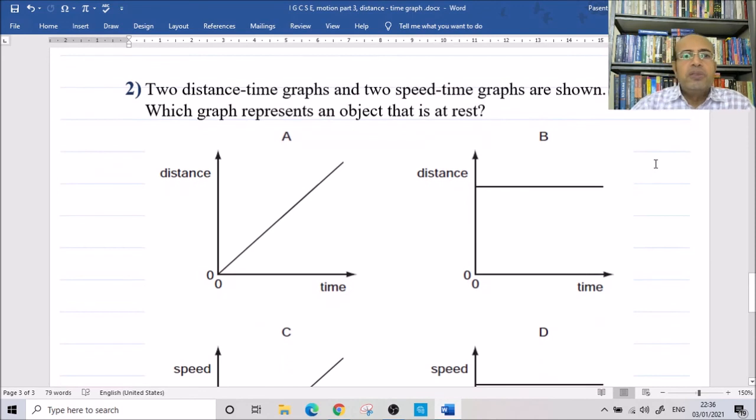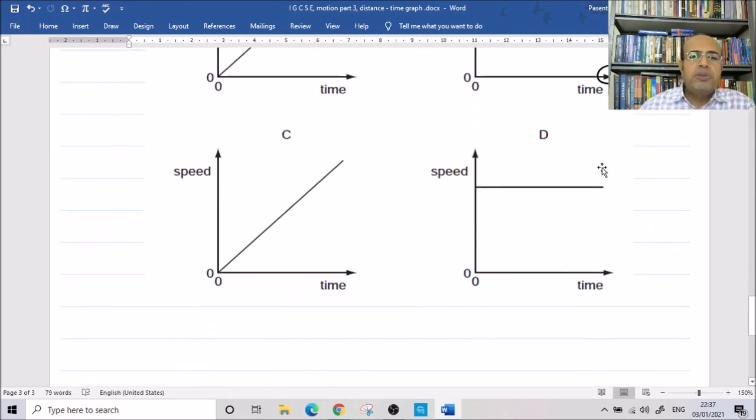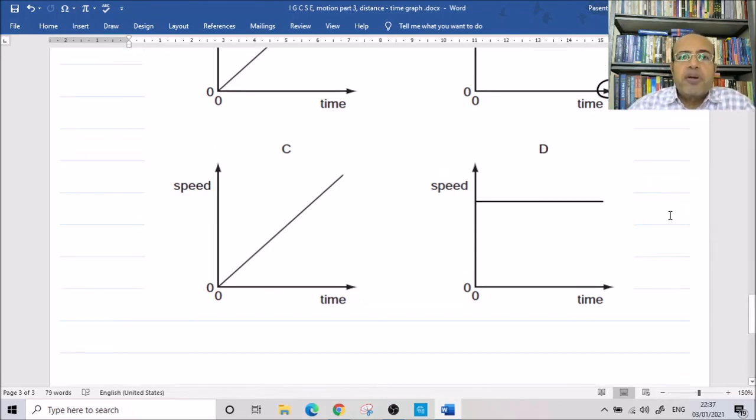Next question. 2 distance time graphs and 2 speed time graphs are shown. Which graph represents an object at rest? Now, this is a distance time graph and it is flat, so this is the correct one because the time goes on but it stays at the same position. So this is at rest. But A is incorrect. Why? Because it has a line passing through the origin, so this is constant speed. And C is wrong because this is constant acceleration, and D is wrong because it's constant speed. So the correct answer is B.